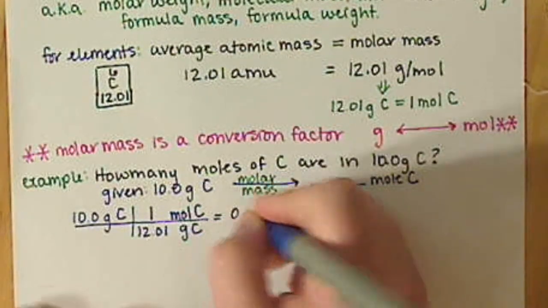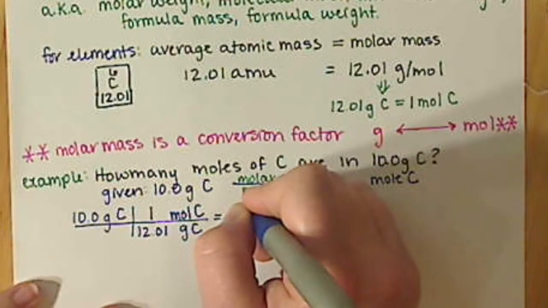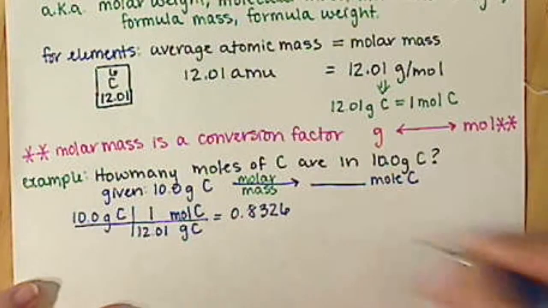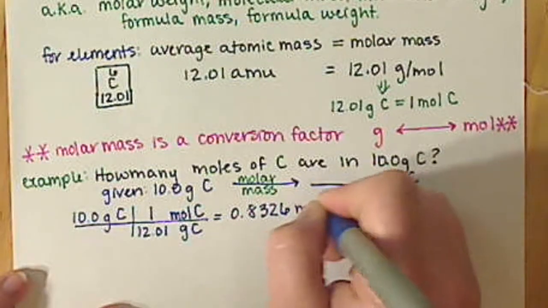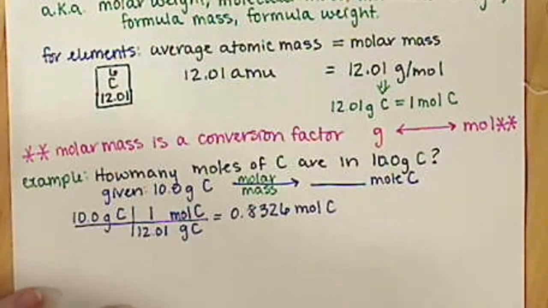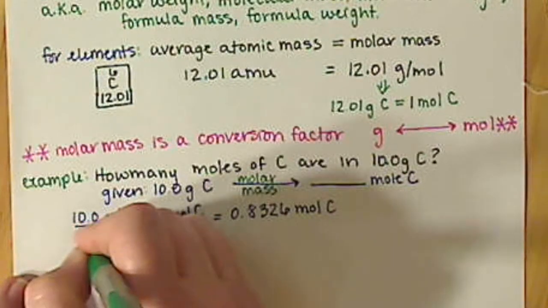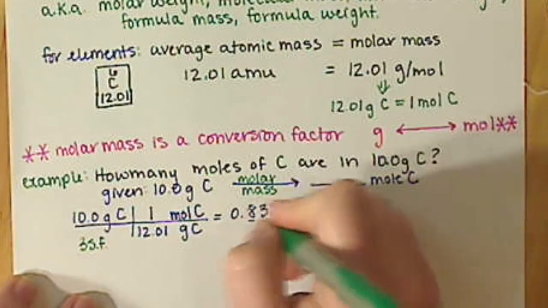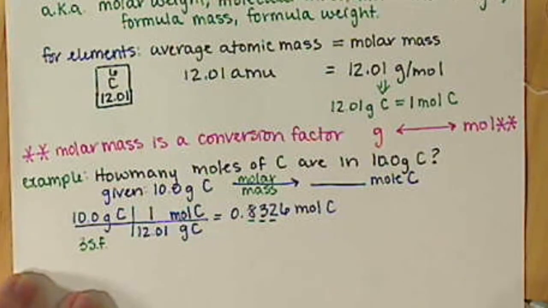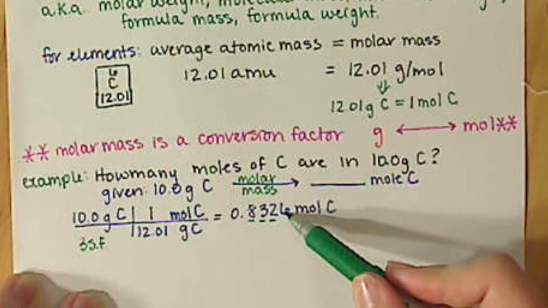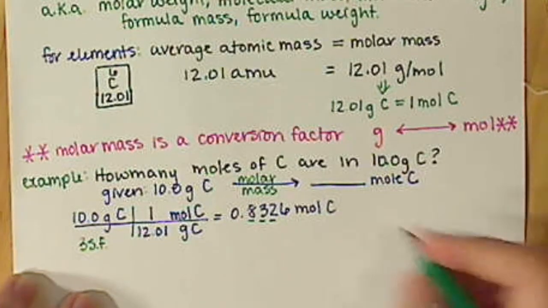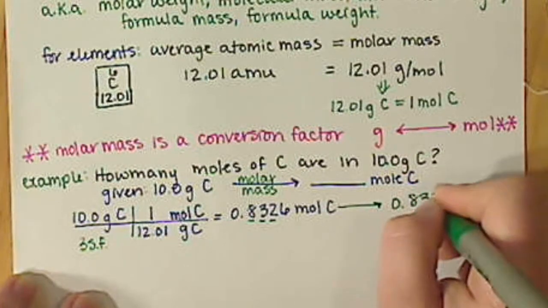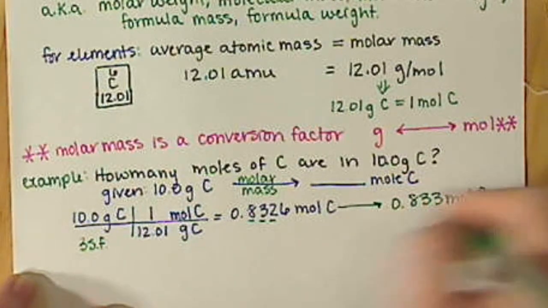So again, saying that again, my calculator gave me 0.8326, and that was moles of carbon. I need 3 sig figs because that's what I started with. So my 8, 3, and 2 are significant. I have to round up because I have a 6 next to my 2. So my final answer is 0.833 moles of carbon.